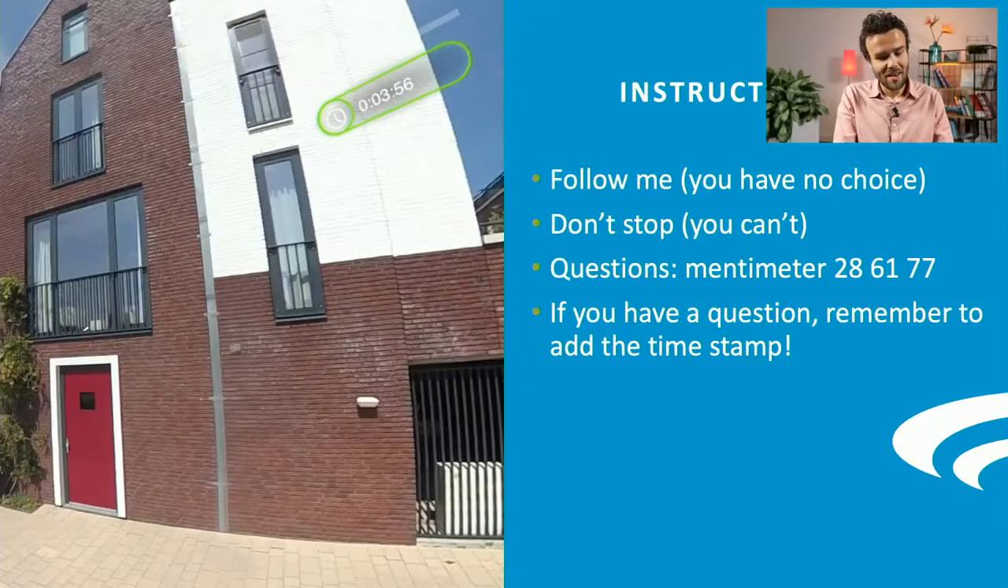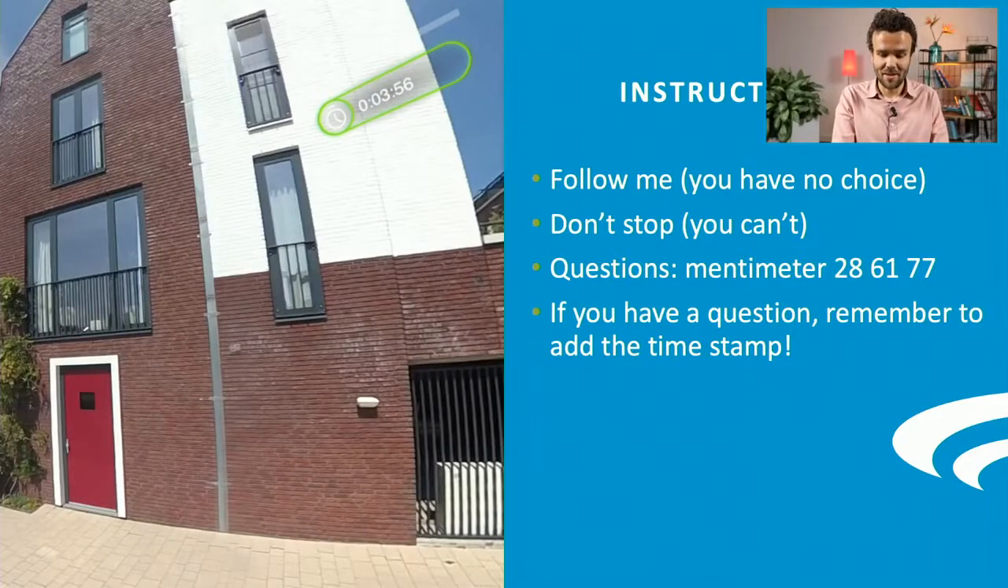A few instructions. If it was a normal bike tour, I would say follow me, but in this case you have no choice, so don't worry about that. Also, don't stop, because you can't, because I'm in the driver's seat. If you have any questions, please let us know, but use the Mentimeter so we have a good overview of all of the questions that arise along the way. They can be very specific. It can be something that's not quite in view that you want to zoom in on, because afterwards we're going to be able to scroll through the whole video and zoom into different aspects. So don't worry, you can ask as many questions as you want. But if you do have a specific question about a specific point in the video, add the timestamp. You see in this image that there's a timestamp, hopefully in view almost all the time, which makes it much easier for us to find back the moment that you have a question about.